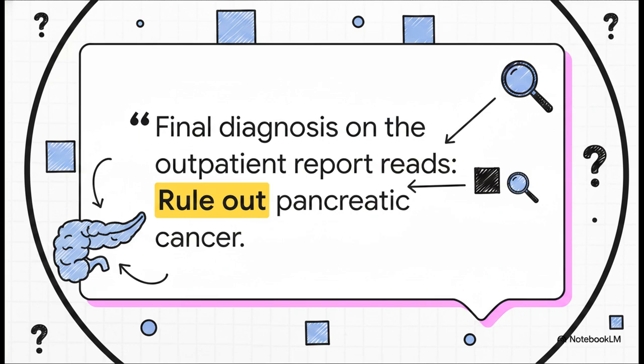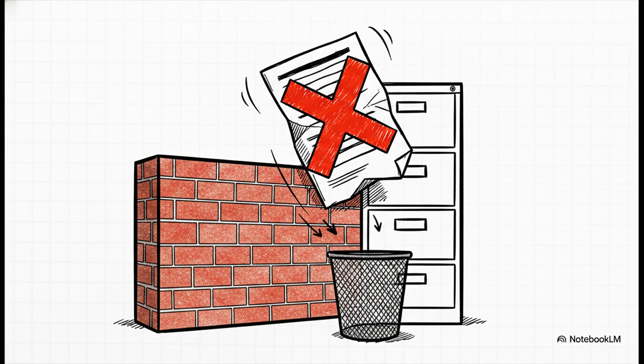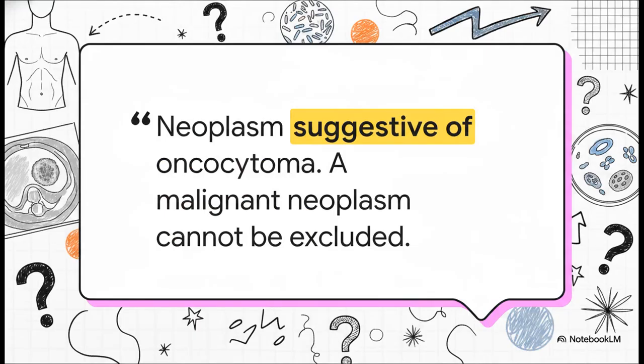Let's try another one. You pull an outpatient report, and the final diagnosis simply reads, rule out pancreatic cancer. Does this one make the cut? The verdict here? Do not accession. Rule out is really just a directive for clinical workflow. It isn't diagnostic. Since it's not on the approved ambiguous terminology list, it fails our strict reportability filter. Drop it.